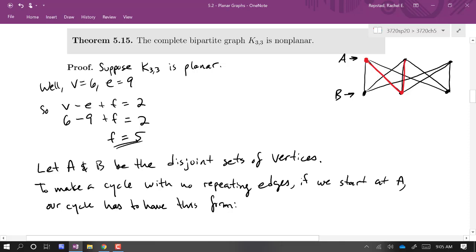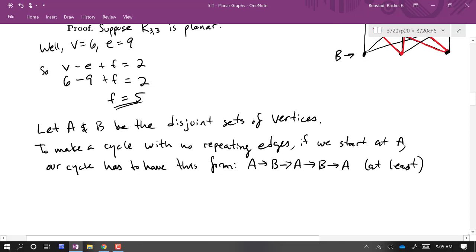So I have to go back to B, and now this will be the first time, the shortest length cycle that I can make. So it would be from A, B, A, B, A. So that's the form it would have to take. And this is at least, it could be longer, but it is at least that length. So that means each cycle in K33 has length at least 4. 1, 2, 3, 4. Yes.